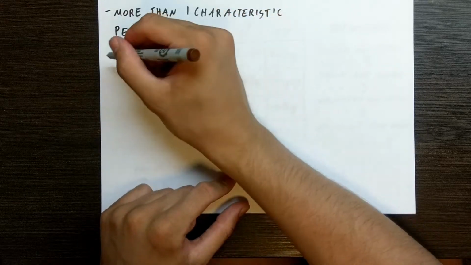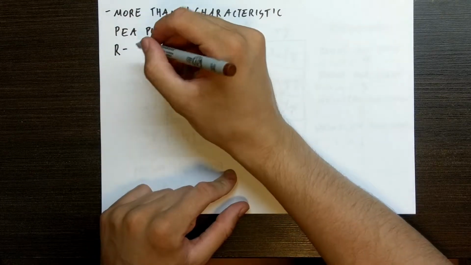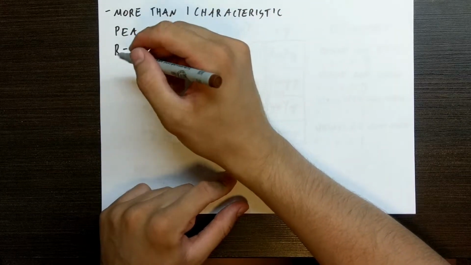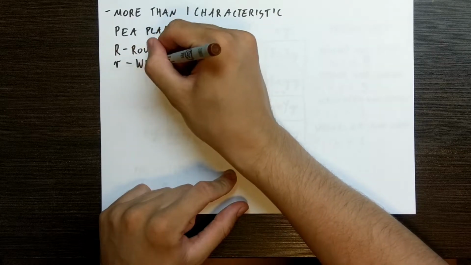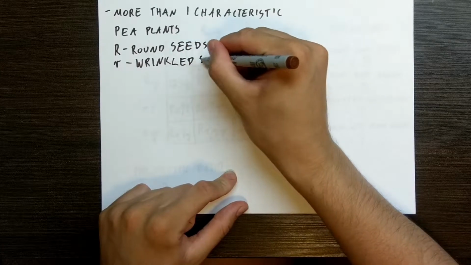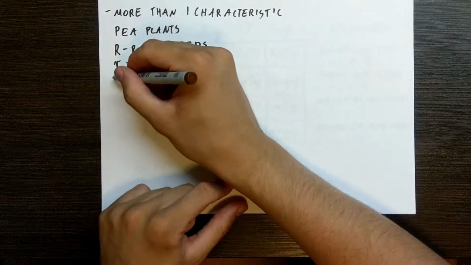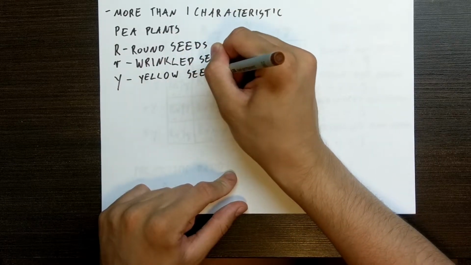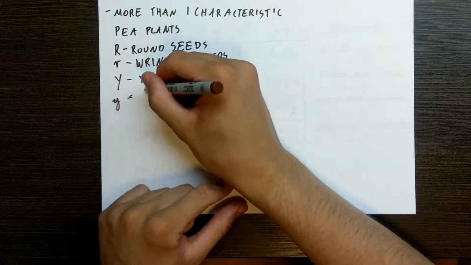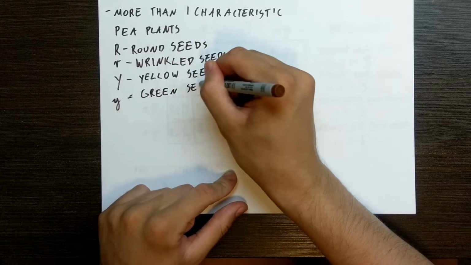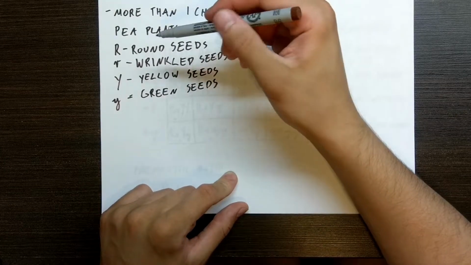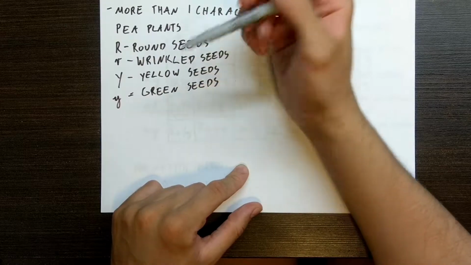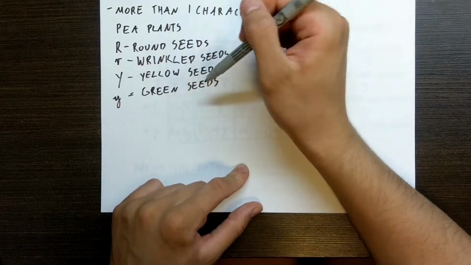So, what do I mean? Pea plants can have allele R, capital R, because it's a dominant allele, for round seeds, and also pea plants can have a lowercase r for wrinkled seeds, and they can have allele Y for yellow seeds, that's the dominant one, and lowercase y for green seeds. Okay, now what we need to know is that these are 2 different characteristics. So you can have round yellow seeds, or you can have wrinkled yellow seeds, or you can have wrinkled green seeds, and so forth.